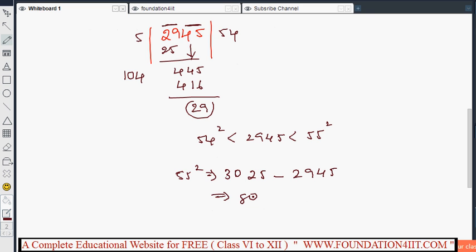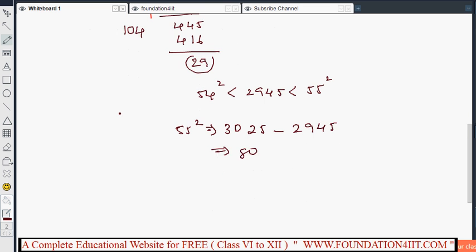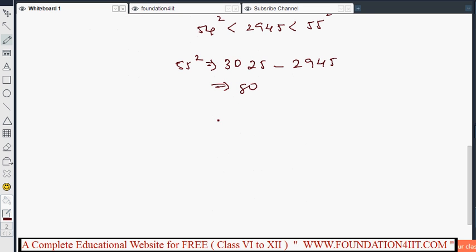Okay, if you subtract, now 80 if you add to the previous number, the 80 extra came. Therefore the square root of the result number, that means 2945 plus 80, is equal to 3025, which is equal to 55 square. So the square root of the result number is 55.